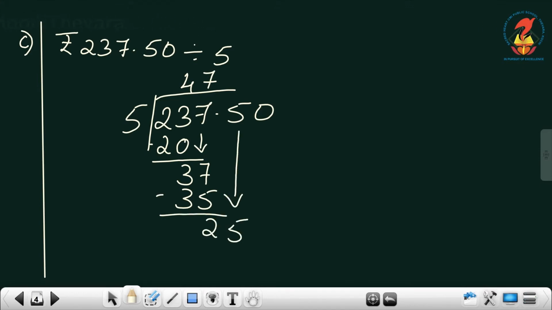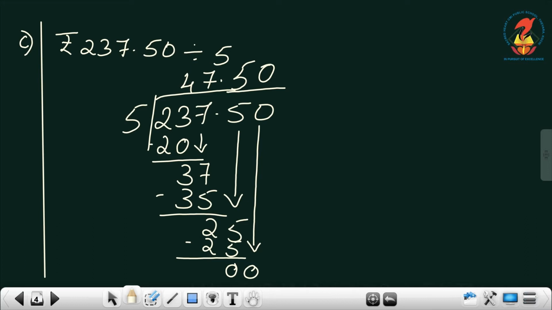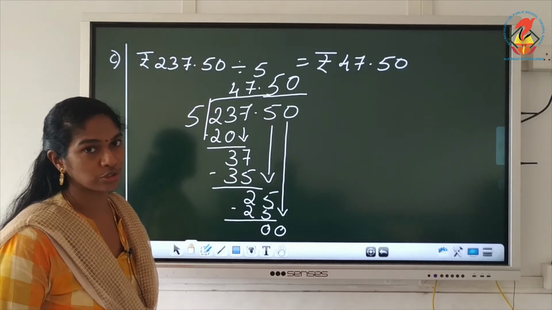Bring down 5. Now before writing the next quotient, you have a decimal point. Straight on top, put the decimal point. Okay. Now 5 table, where you get 25? 5 5s are 25. When you minus, you get 0. Bring down 0. Again 0 does not go in 5 table. Immediately put 0. So what is the answer? Rupees 47.50. Be careful when you are writing the quotient.